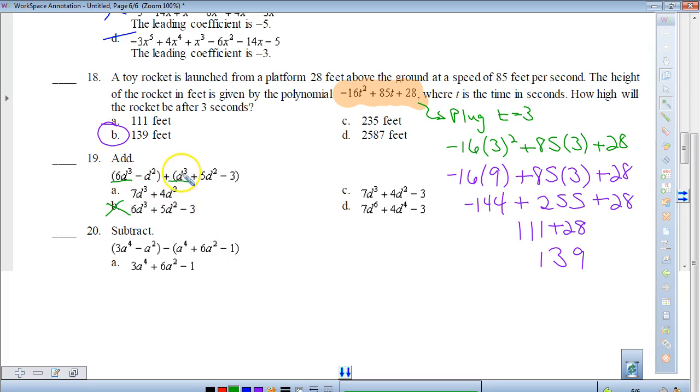This means you have 6 of them. This means you have one more of them. So you have 7 together of the d cubed. And then the d squareds, here's negative 1 plus 5 would be plus 4d squared. And don't forget your negative 3. That's going to be the difference there. And that's option C.